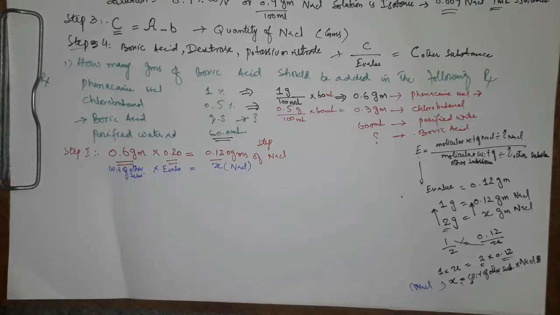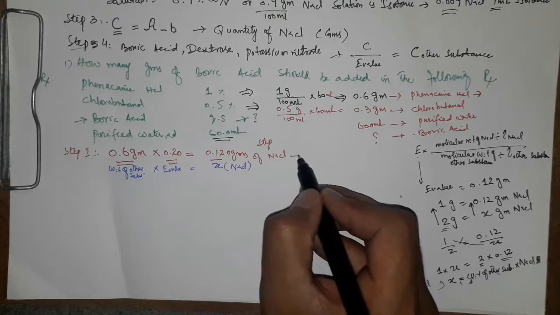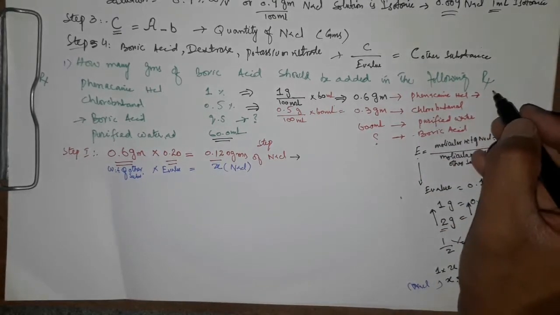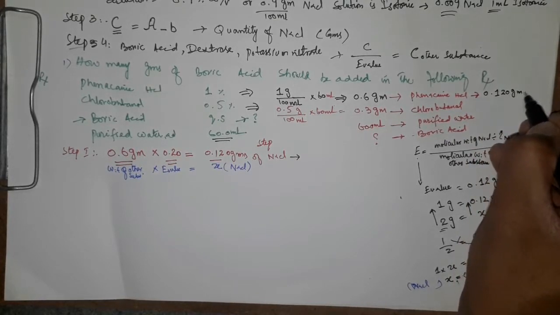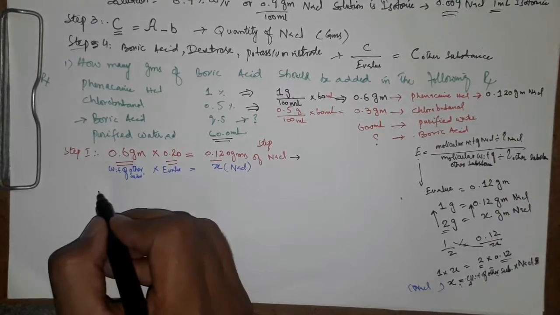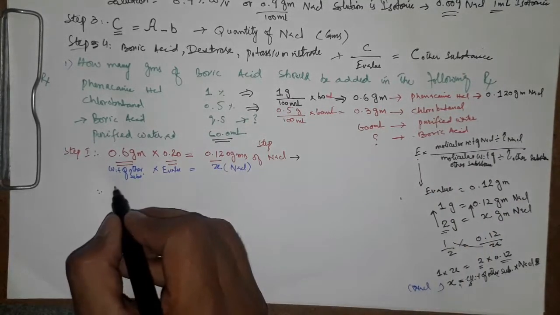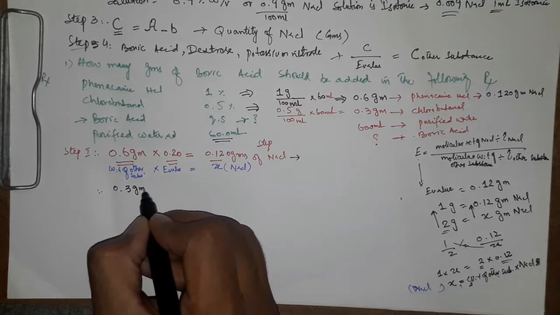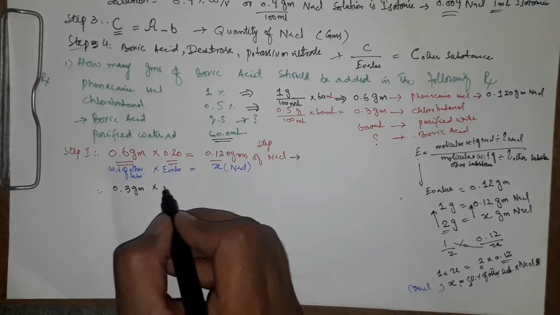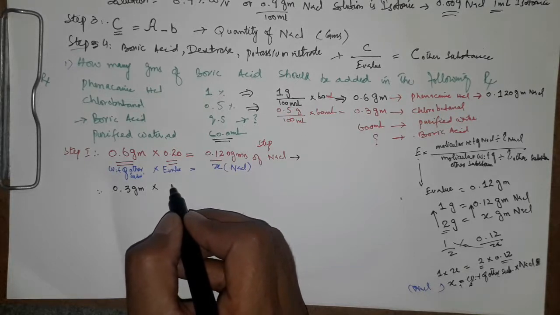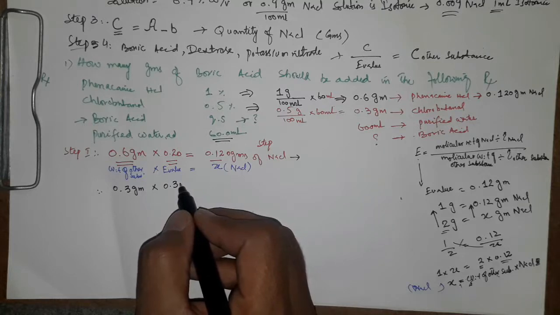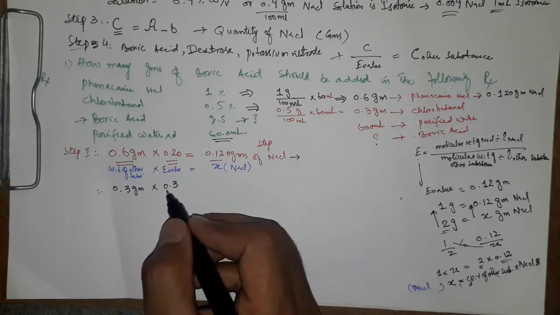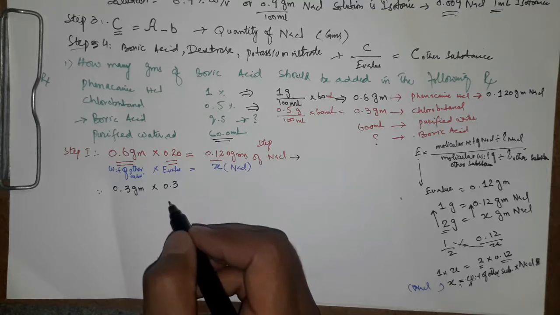Now this was for phenacaine hydrochloride. That phenacaine hydrochloride represents 0.120 grams of sodium chloride. What is the weight of chlorobutanol? It is 0.3 gram multiplied by E value. What would be the E value for chlorobutanol? These E values are available in literature and are also given in the majority of the problems.